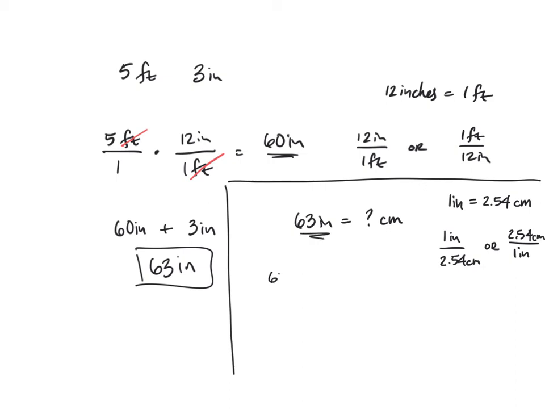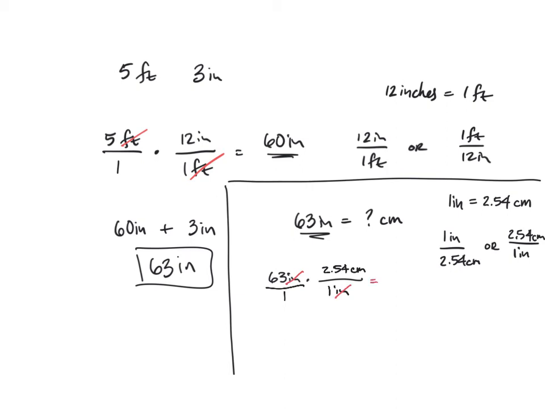So 63 inches, and we need to multiply that by our conversion factor. We have the inches up here in the numerator, so that means we want the inches in the denominator. So we're going to use this ratio here, 2.54 centimeters per 1 inch. And again, I can write that over 1 if I want to, you don't have to do that. The inches will cancel, and we'll multiply straight across.